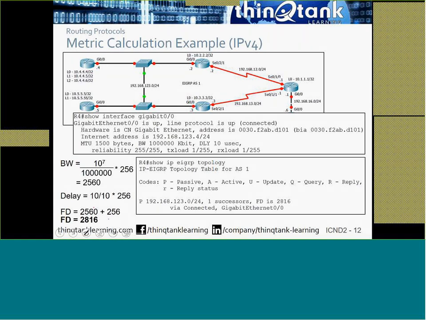Lionel says 1, Arnold says 1, Kilesh says 1, you say 3, Pat says 3. The answer is 3. Okay? Remember, neighbor relationships in these protocols are physical.